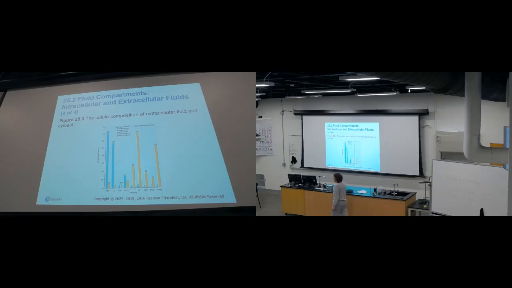So based on that, tell me what cation, what positively charged ion, is more abundant outside the cells.